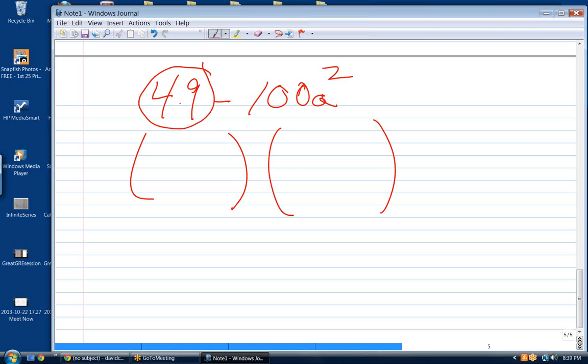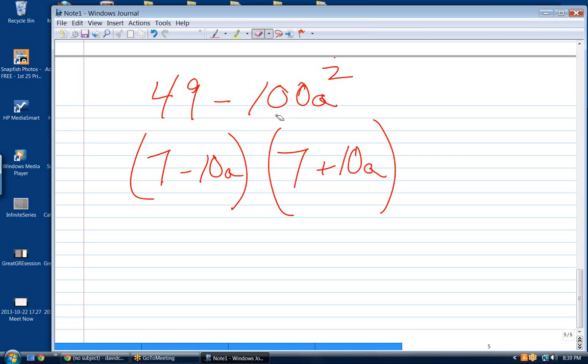Okay. It's the square root of that, 7. It's the square root of this, 10. A. Here's your answer. Always start with the term on the left, square root of that, minus the term on the right.